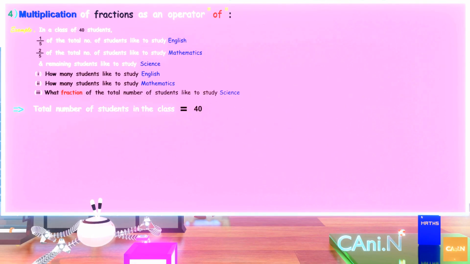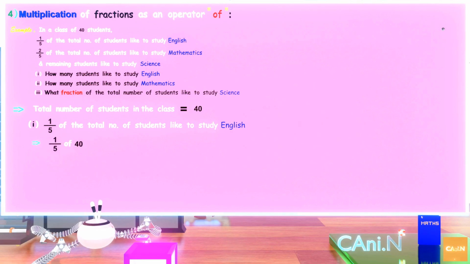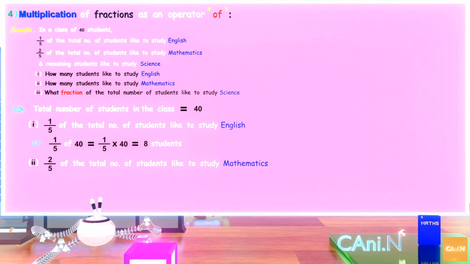Given, total number of students in the class equals 40. 1/5 of the total number of students like to study English. So, 1 by 5 of 40 equals 1 by 5 into 40 equals 8 students. 2/5 of the total number of students like to study mathematics. So, 2 by 5 of 40 equals 2 by 5 into 40 equals 16 students.